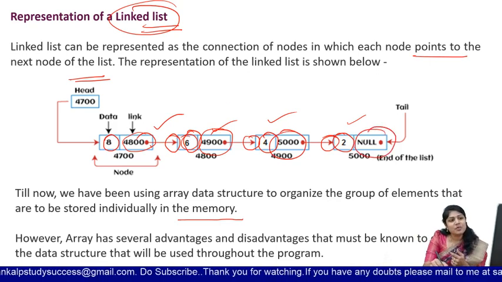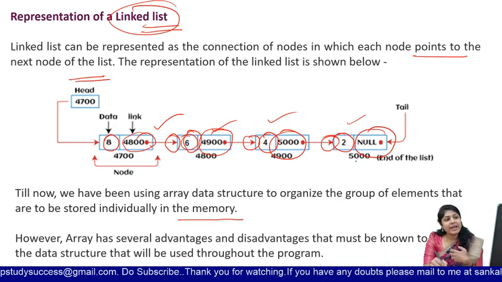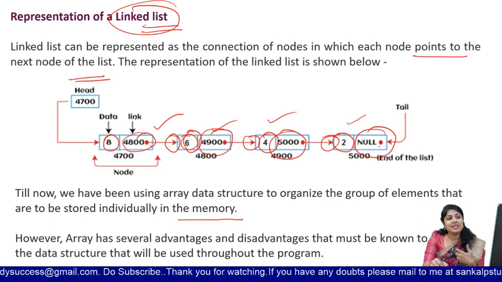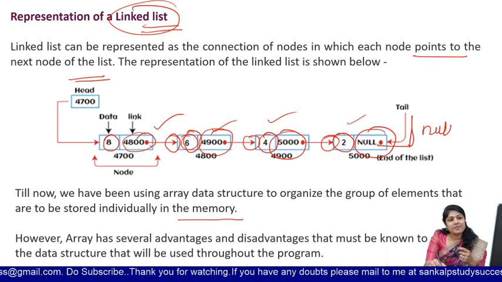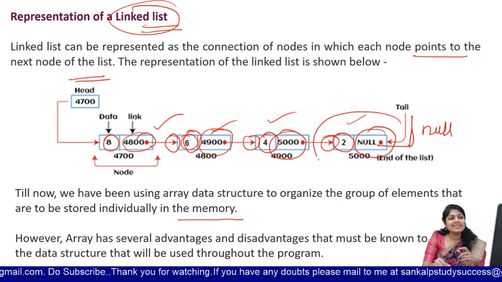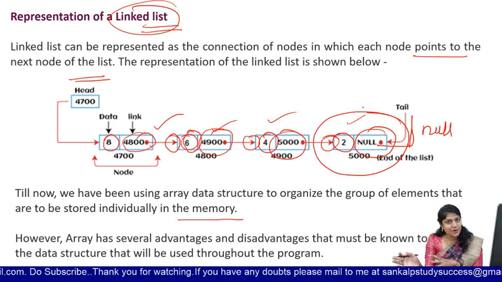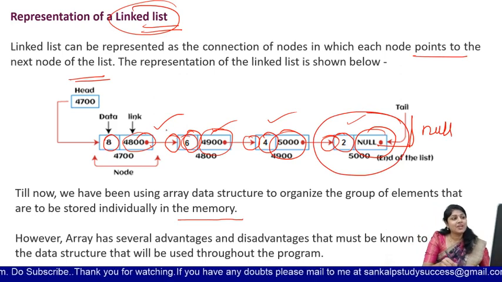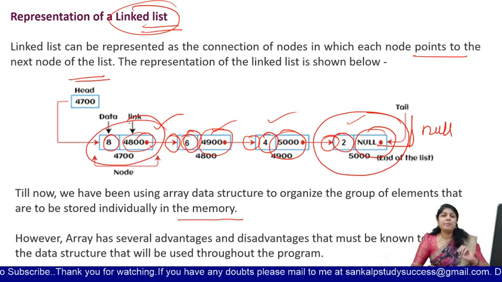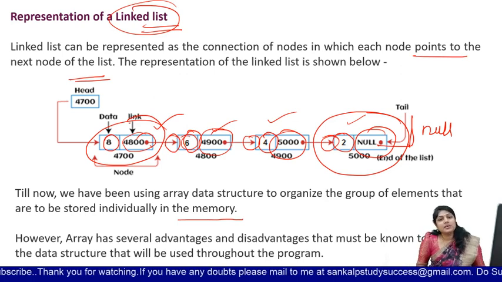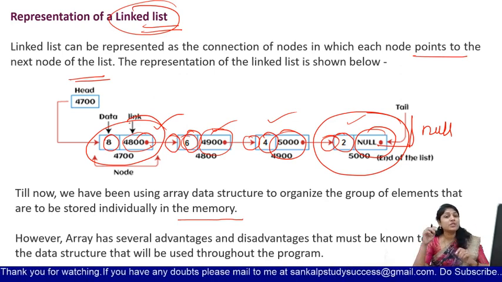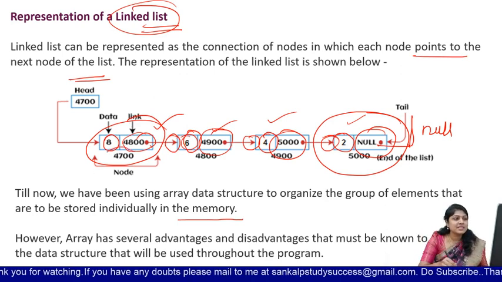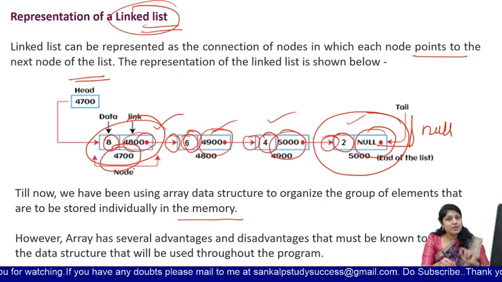And the last node, how can we find out the last node in the linked list? The last node has, obviously, a null pointer. So the last node is the tail node and the first node is the head node. Head is assigned a pointer. What is the address of the head node? 4700. In this case, what is the address of the first node? 4700.